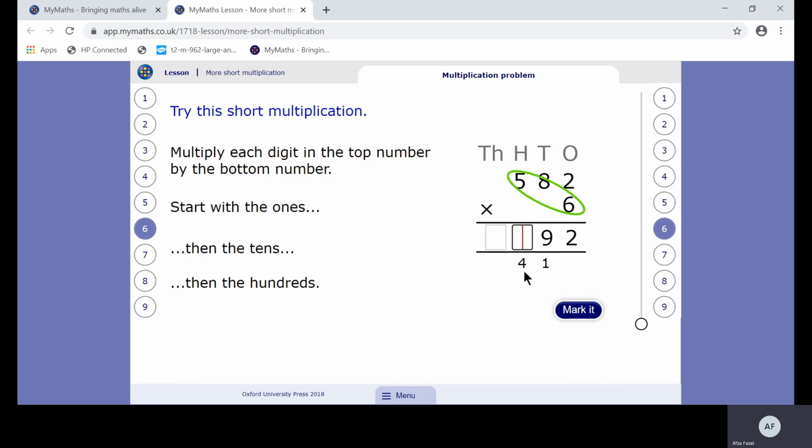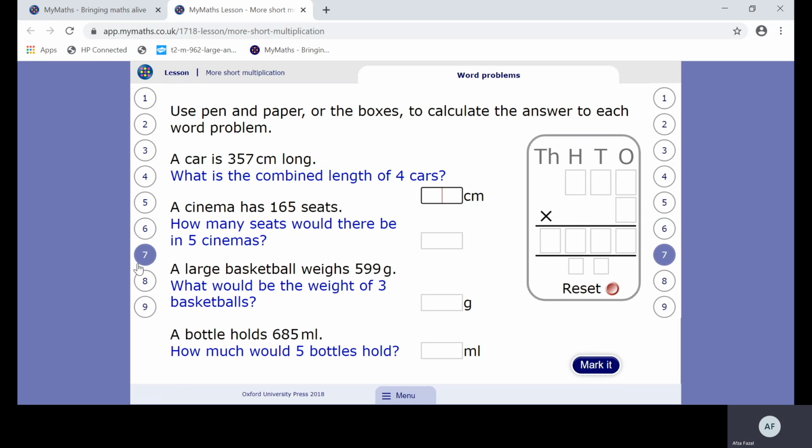Next step, 5 times 6 is 30. Add the 4 is 34. There we go. Now, I've done an example for you. I'm going to leave these to you, but just remember, look, I'm going to show you how to write it out. Correct place value column.